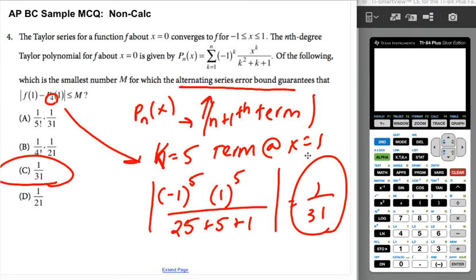So the alternating series error bound is literally just the n plus 1th term. If you're using the fourth degree Taylor polynomial, it's going to be the 5th term, the n equals 5 term or the k equals 5 term. If you're using the 27th degree Taylor polynomial, then you're plugging in 28. It's literally always just the n plus 1.